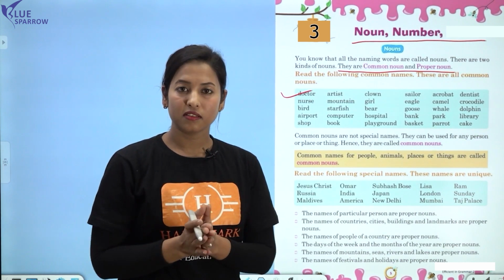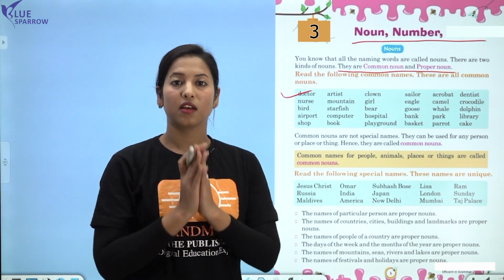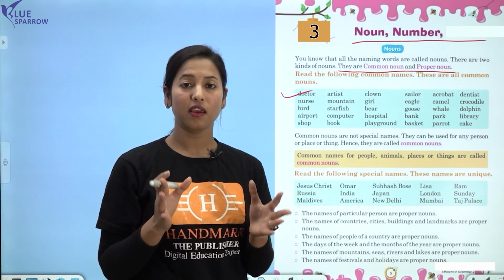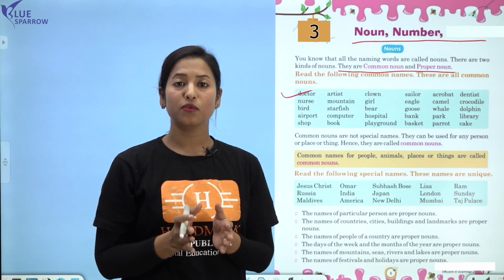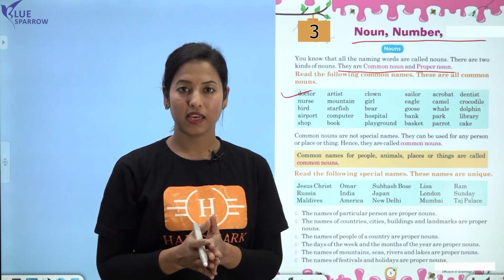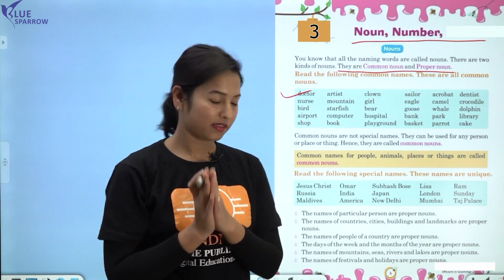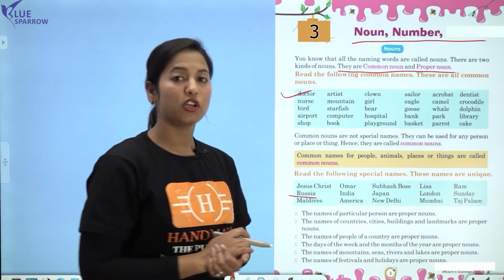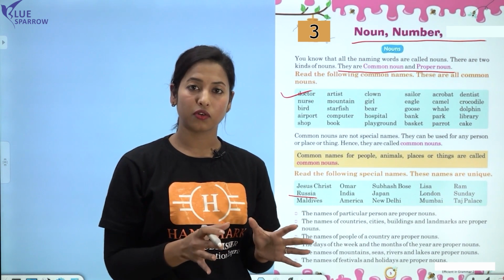Now, let's understand what are proper nouns. Proper nouns are just opposite to common nouns. Okay? Proper nouns are the names of a particular person, place, animal or thing. For example, Russia. Russia is the name of a particular country.